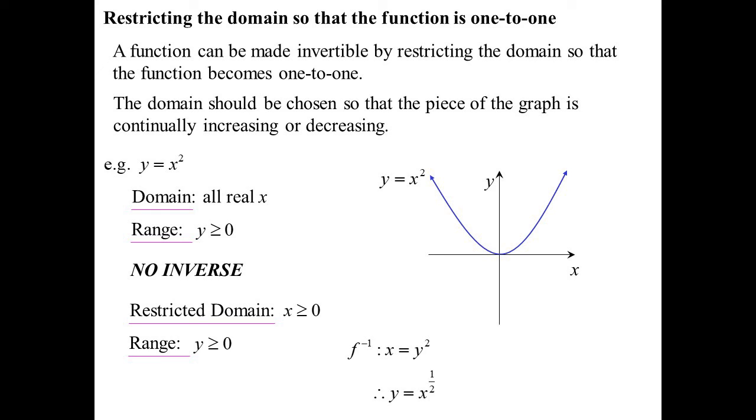So the inverse function, notice it's no longer plus or minus the square root of x, because that would give us ambiguity. We said it had to be unique. But by restricting my domain, I no longer have plus or minus the square root of x. I've just got the positive square root. I've written it in index notation, x to the power of a half. So the domain of our new function is x is greater than or equal to 0, and the range is also y is greater than or equal to 0.